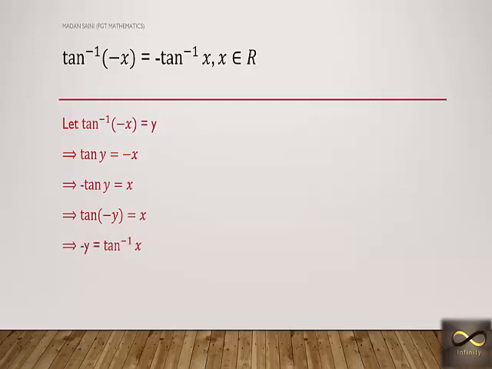Taking tan inverse on both sides, we will have minus y is equal to tan inverse x. Shifting negative on the another side, y is equal to minus tan inverse x, and y in the beginning we assumed tan inverse of minus x. So we will have tan inverse of minus x is equal to minus tan inverse x for all x belongs to R. I hope आपको ये समझ आया होगा.